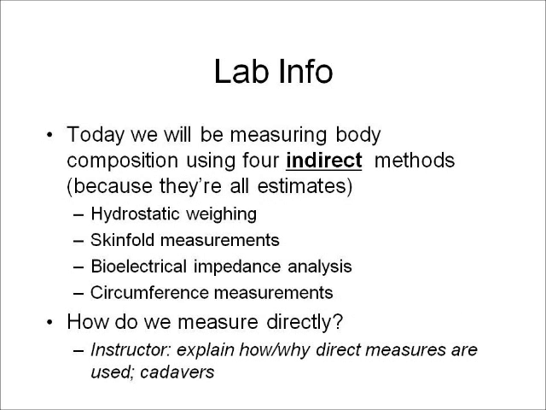When you look at the data sheet and you watch the videos, you'll see that we did body composition using 3 indirect methods. We didn't do 4, we did 3. So hydrostatic weighing, skin fold measurements, and bioelectrical impedance analysis. We left off circumference because that's a less useful measurement and really not worth the time for this lab.